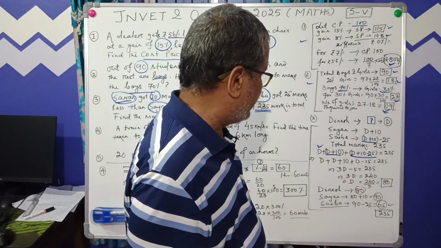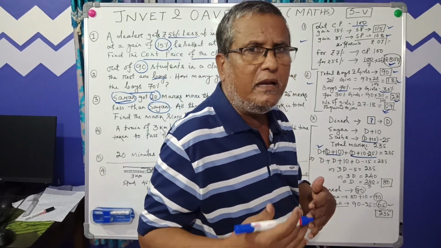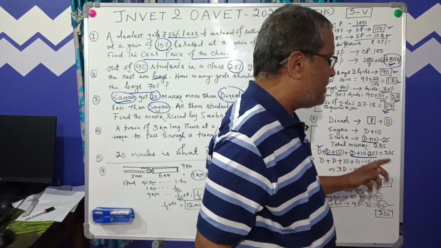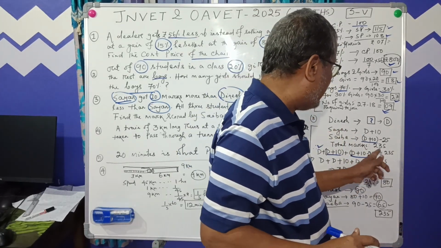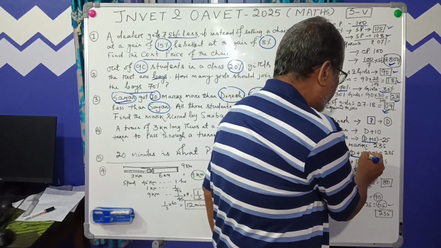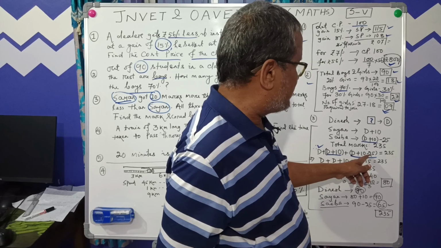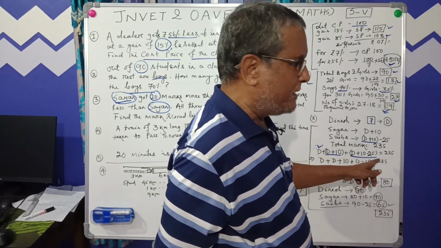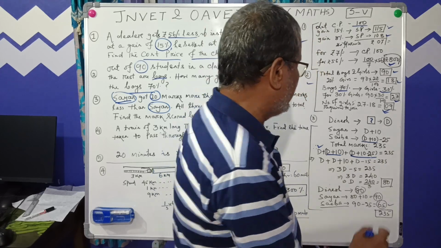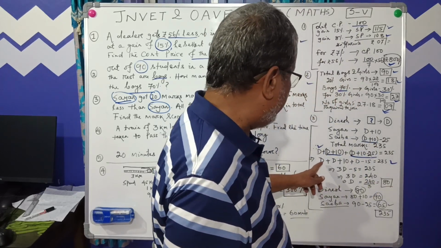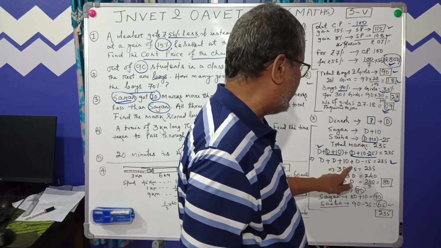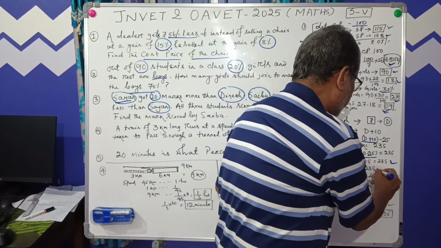Now solve it. Eliminate the brackets. This is D plus 10. Now simplify it and eliminate the brackets. That is D plus 10 minus 25; the negative integer is greater, so it will be minus 15. So it will be 235. Then how many D? 1, 2, 3, 3D. Then plus 10 plus 10 minus 25 is minus 5, equal to 235.